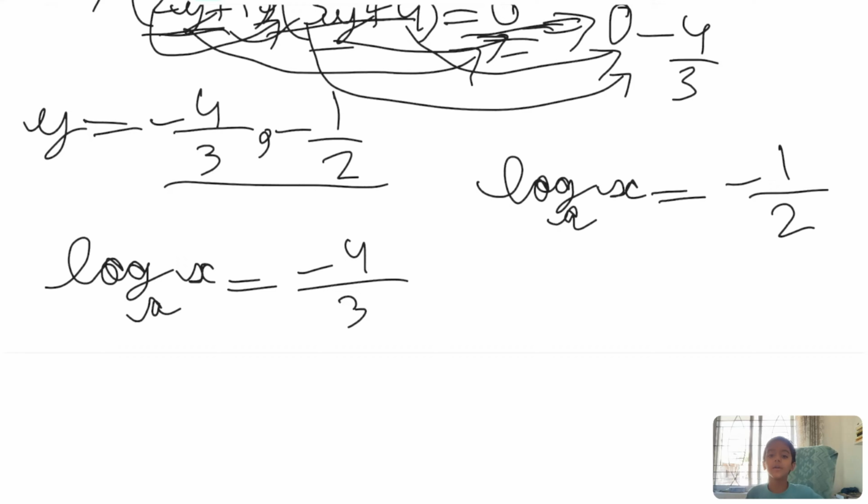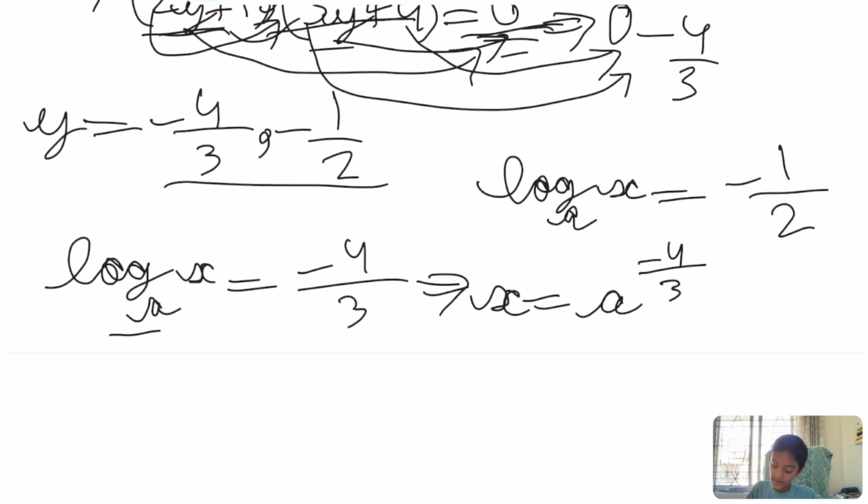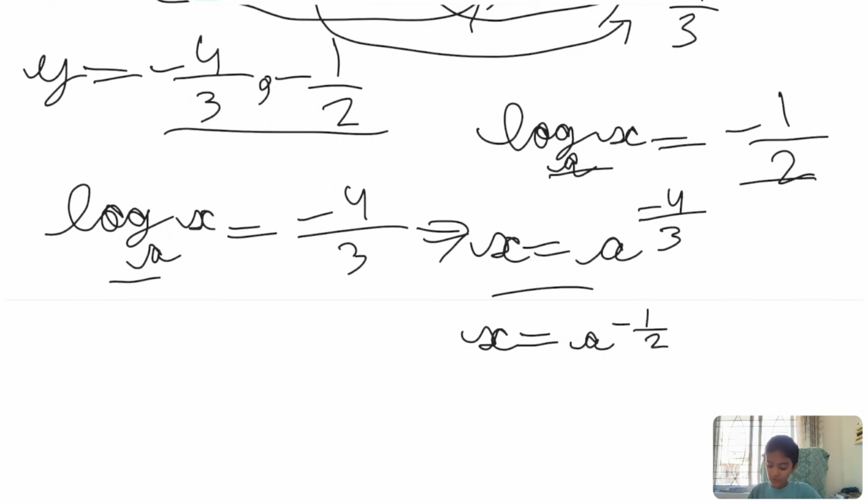Now, according to the exponential definition of logarithm, log x to the base a equal to minus 4 by 3 will be x equal to a to the power minus 4 by 3. And same for this, it will be x equal to a to the power minus 1 by 2. This is the solution of this question.